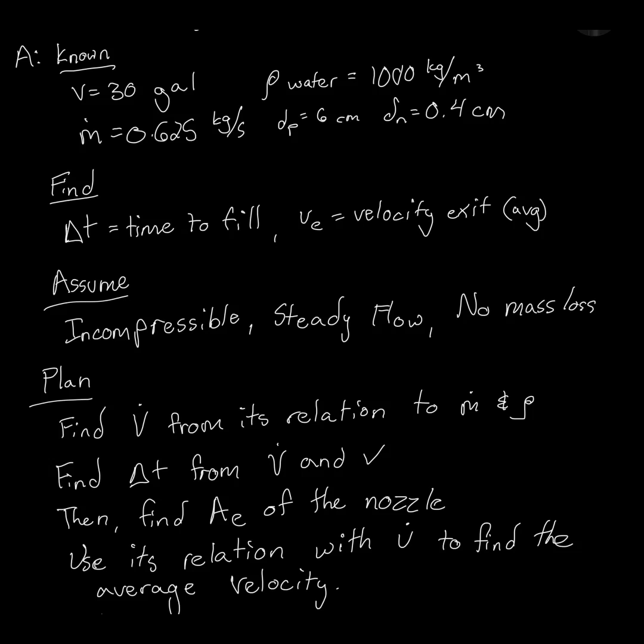We can assume that the water is incompressible, there's a steady flow, and there's no mass loss, which means no water overflowing or spilling out. So the plan is to find the volumetric flow rate from its relation to mass flow rate and density, find delta T from volumetric flow rate and volume, and then find the area of the nozzle exit and use its relations with volumetric flow rate to find the average velocity.